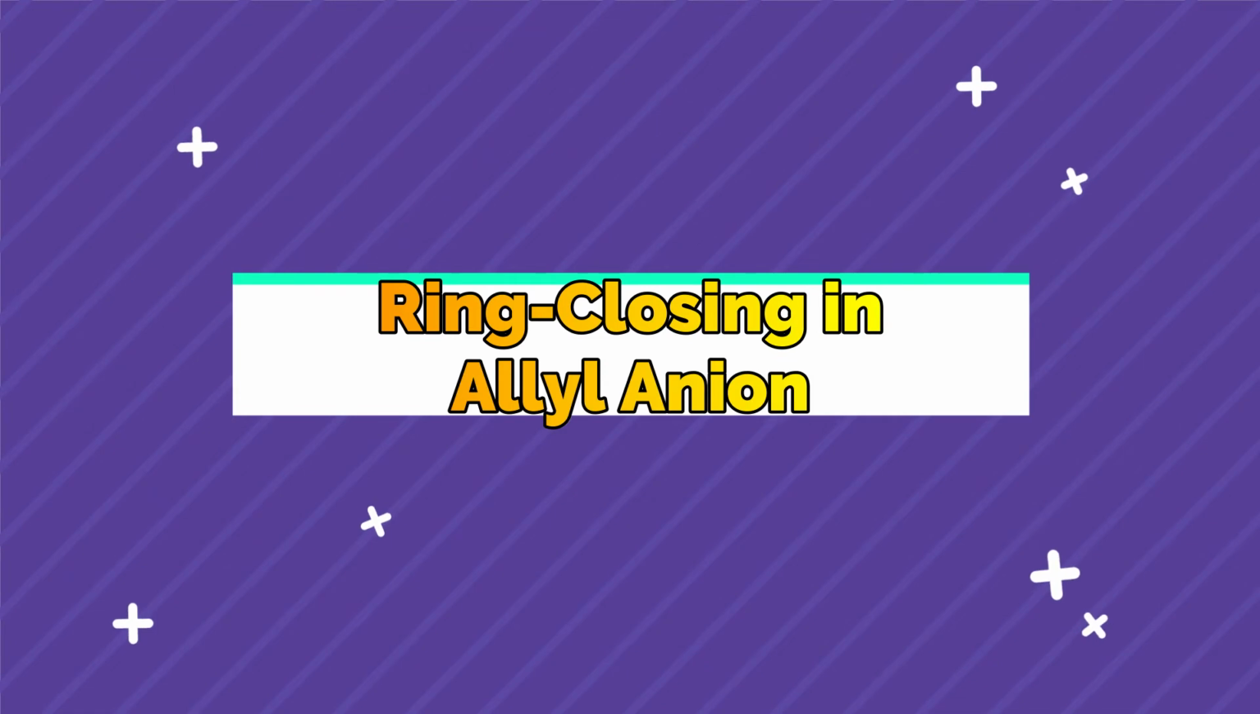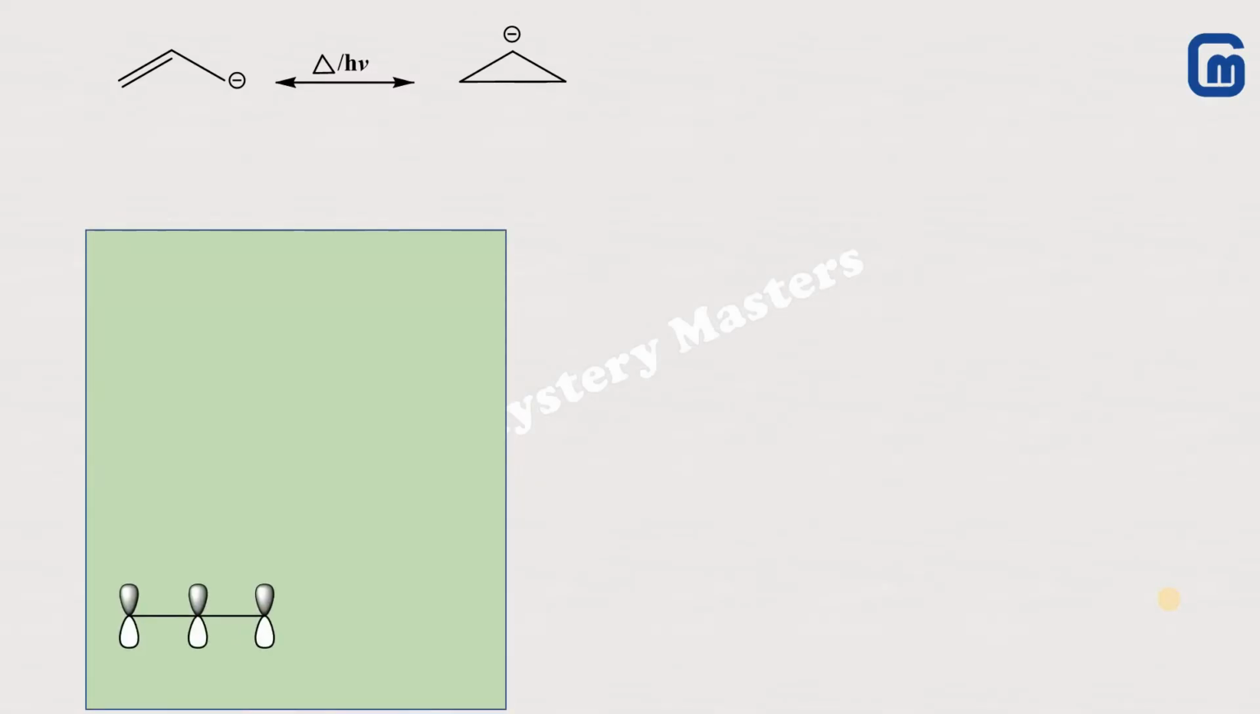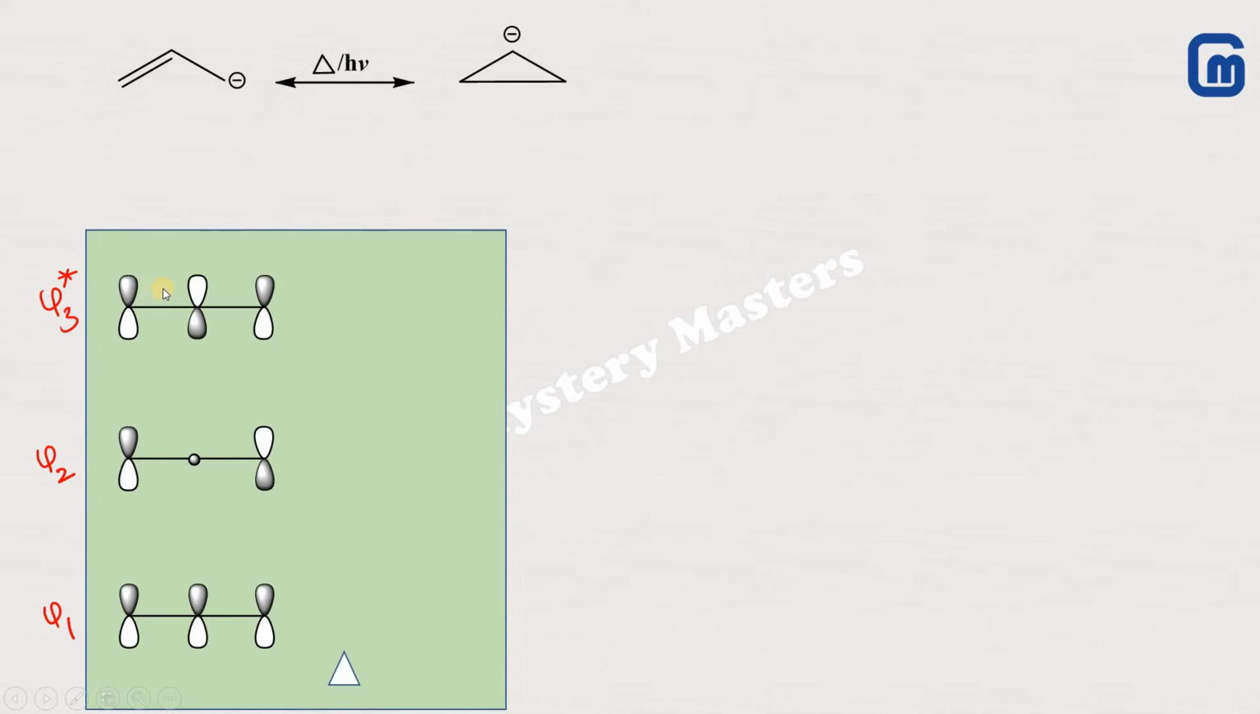Now we will take the example of allyl anion. Again, likewise our allyl cation, allyl anion also has three molecular orbitals, where the lowest one is considered to be psi 1, which is a bonding orbital. The intermediate is your psi 2, which is a non-bonding orbital, and the highest one is your psi 3 orbital, which is anti-bonding. That's why it is shown as psi 3 star. Now again we will be taking the ring closing reaction in thermal condition.